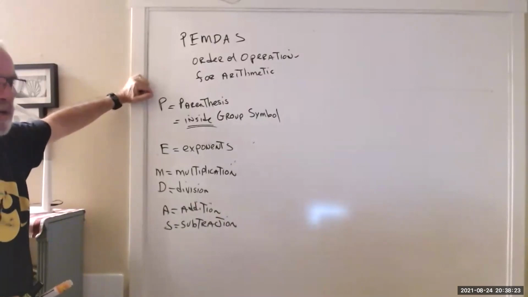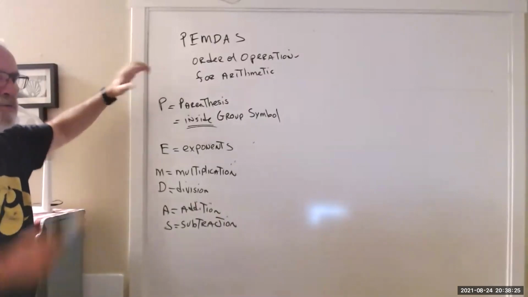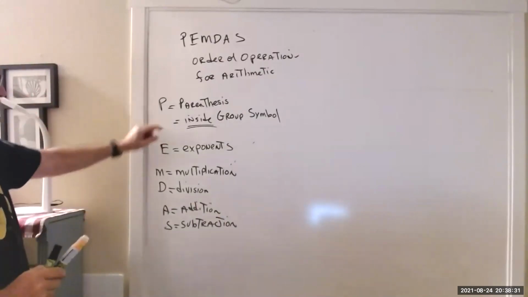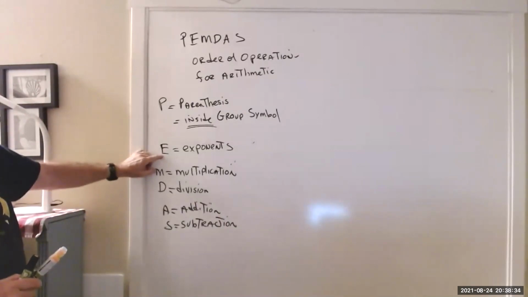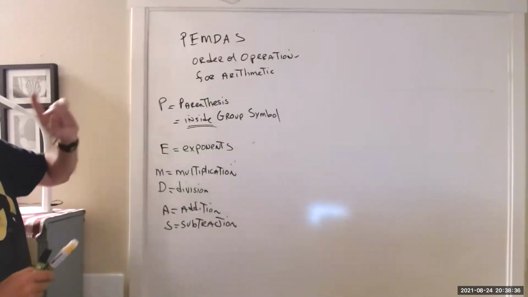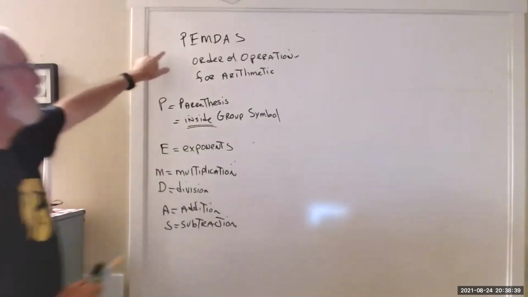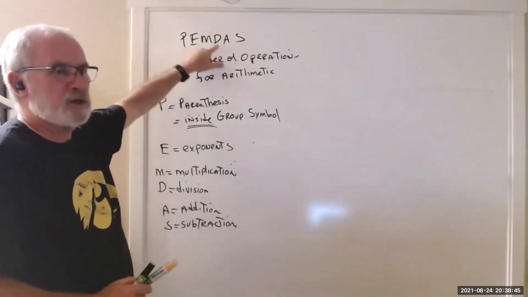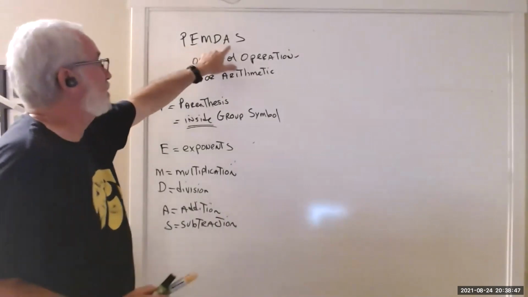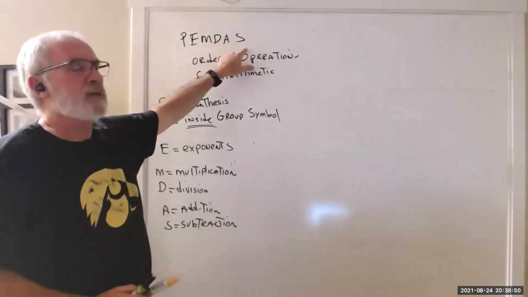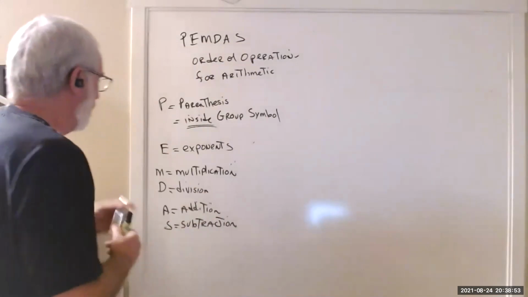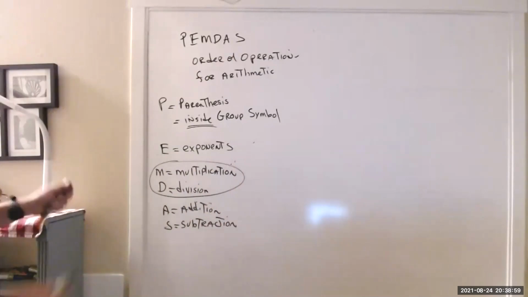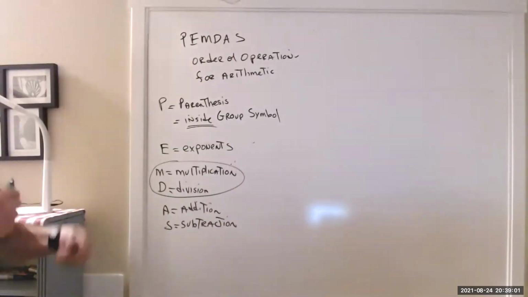Think of this as power, the most powerful. The most powerful thing we have is parentheses. Those are really strong. The next most powerful thing is exponents. That's why you have to do them next. But here's the fallacy. When you write PEMDAS to students, it says multiplication is more powerful than division, and addition is more powerful than subtraction. That's wrong. Multiplication and division are of equal power. They're not more powerful than the other.